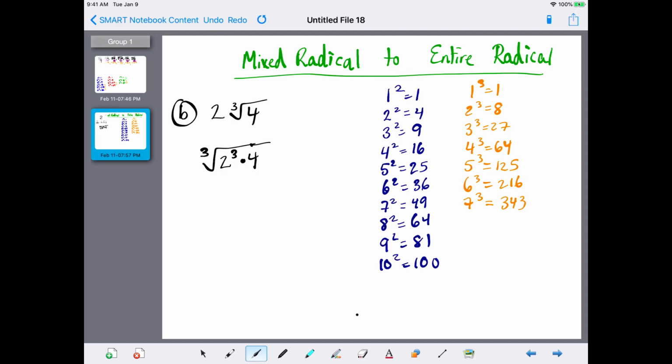And don't forget to leave the index as being 3, right? A lot of students have a tendency to drop that. So then, what's on the inside? What's 2 cubed? 2 cubed is 8. So then 8 times 4, and then we just have the cube root of 32.